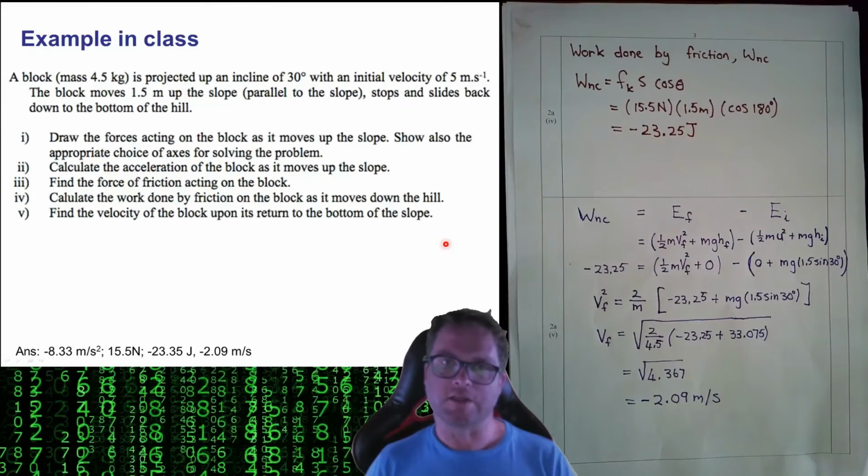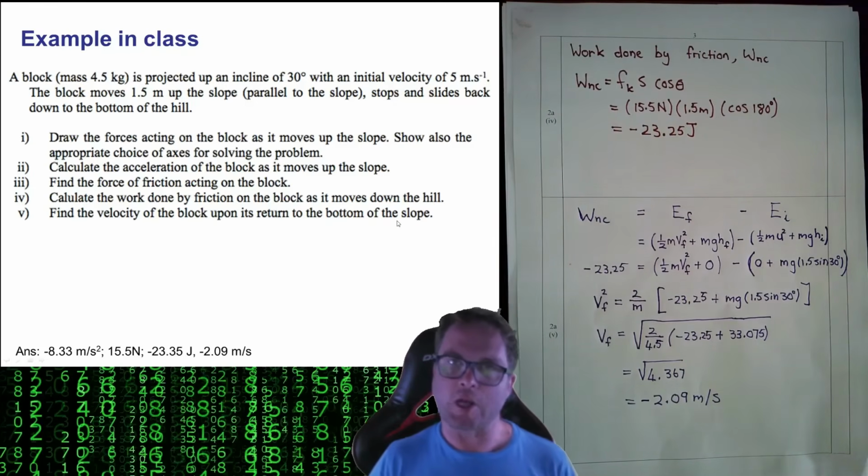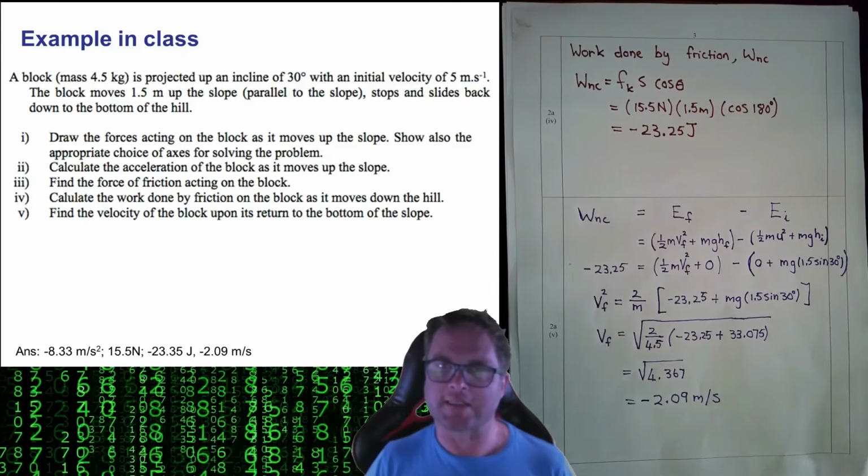We are now asked to find the velocity of the block upon its return to the bottom of the slope. So we consider the case where the block has now reached the top of the slope, it stopped, and it's going to now be moving from rest down the slope to the bottom of the slope. Well, we know initially the block was projected up the slope with a speed of 5 meters per second, but because we have friction acting, it's going to be removing energy from the block as it moves up and down the slope. So for that reason, we expect the speed upon its return to the bottom to be less than 5 meters per second.